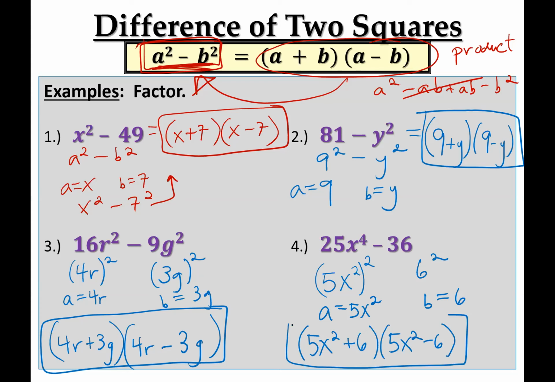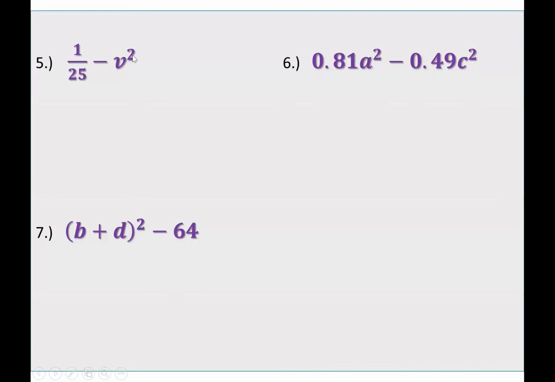Okay, so those are some examples of the difference of squares. All right, we're going to see a few more. They're about to get just a little bit trickier with some fractions and decimals, but that's okay. Still the same formula. So here's number 5. Kind of continuing the same set, using the same formula. This one is 1/25 minus v squared.